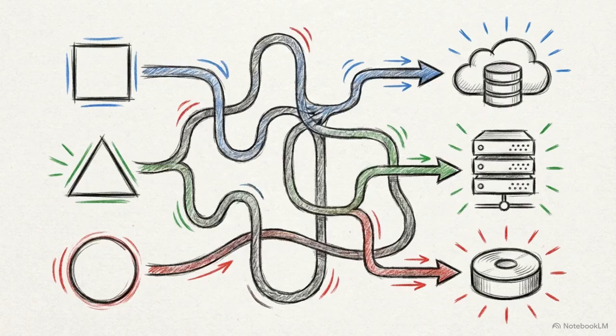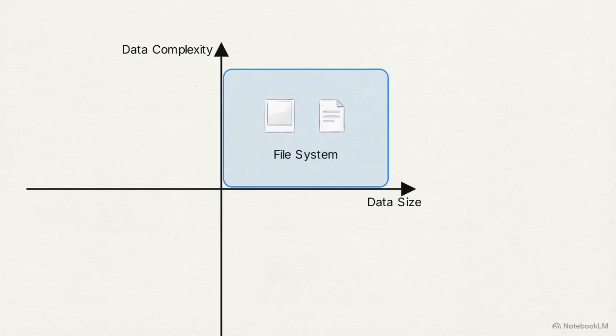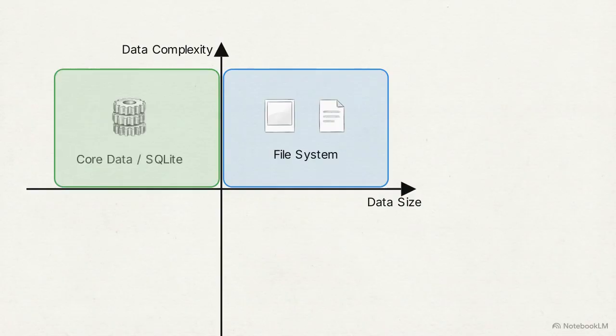Resolving this bottleneck requires routing different data types to the correct storage layers. This diagram provides a clean architectural matrix for iOS persistence, mapping data size against data complexity. Large, unstructured data like JSON payloads, offline media, and raw files belong exclusively in the file system, specifically the Documents or Caches directories. Complex, highly relational, and queryable data routes directly to Core Data or SQLite.